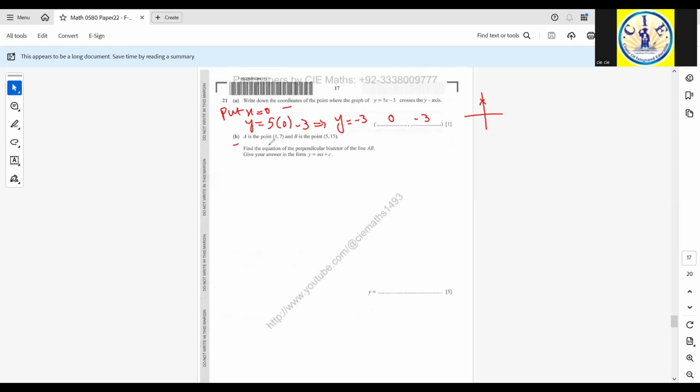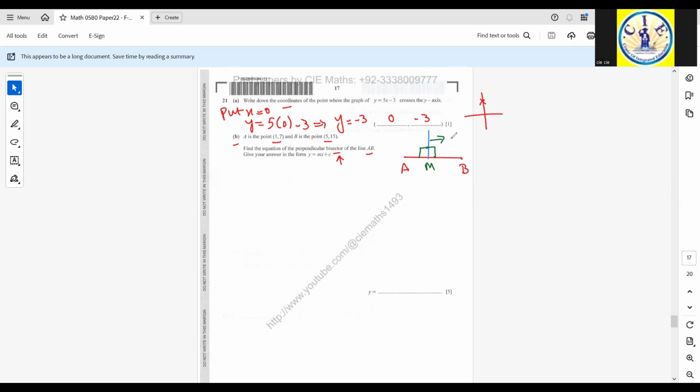Okay, now for part B, A is the point (1, 7) and B is the point (5, 15). Find the equation of the perpendicular bisector of the line AB. When the word bisector is used, there is a line AB. For bisector, that means a line that is drawn perpendicular to this line and passes through the midpoint of this. So this is going to be the midpoint, and this is going to be a 90-degree angle.